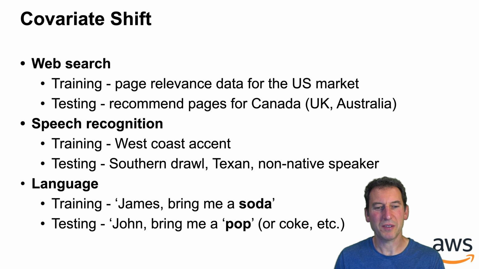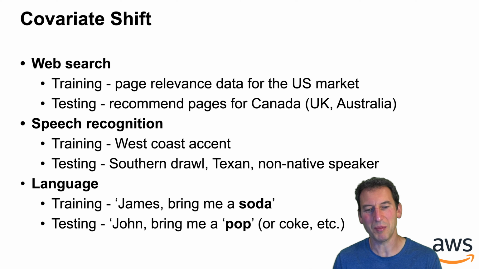Or in speech recognition, maybe I train on a West Coast accent and then at testing I use a Southern drawl, or maybe a non-native speaker who speaks with a very strong German accent, for instance. So this might be a very difficult thing. Or you might have a shift in language. For instance, at training, people might say, bring me a soda, and then at test time, bring me a pop.